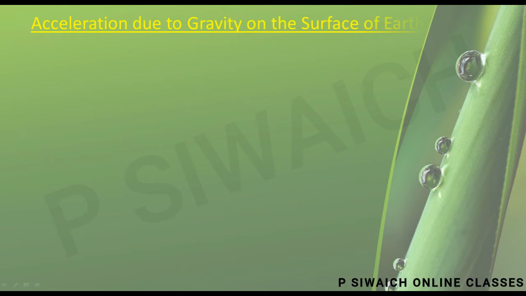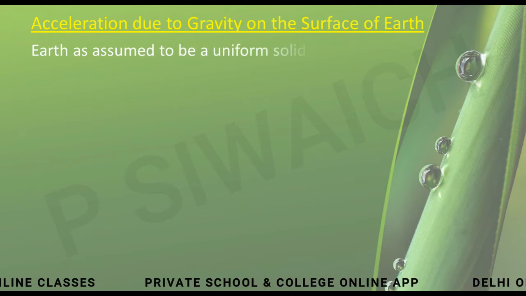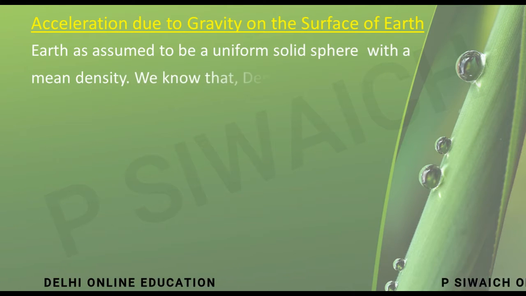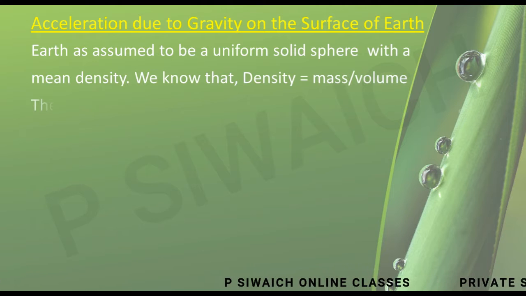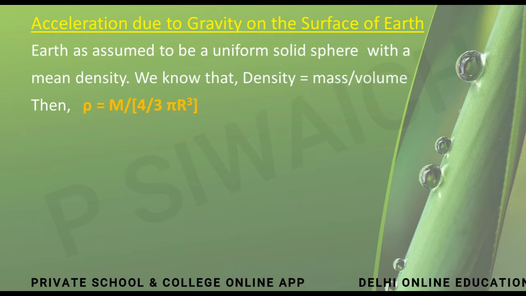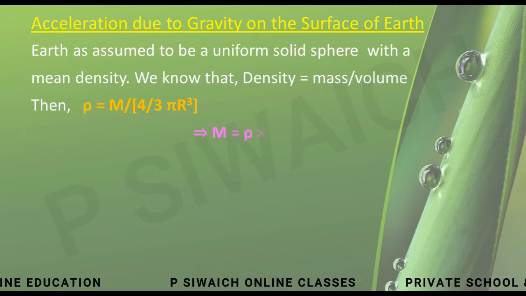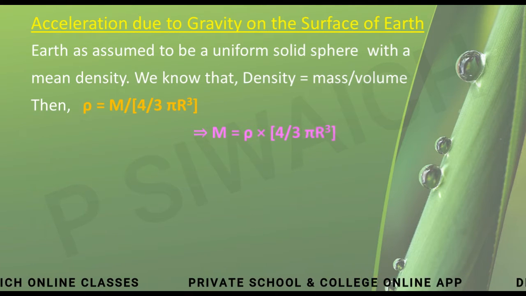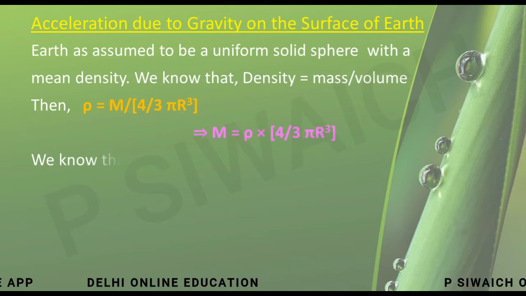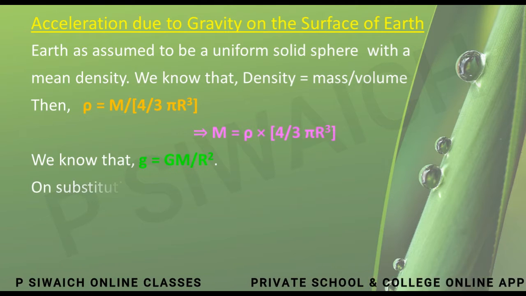Acceleration due to gravity on the surface of Earth. Earth is assumed to be a uniform solid sphere with a mean density. We know that density equals mass upon volume, then rho equals M by 4/3 pi R cubed. Therefore, capital M equals rho into 4/3 pi R cubed. We know that g equals GM over R squared.